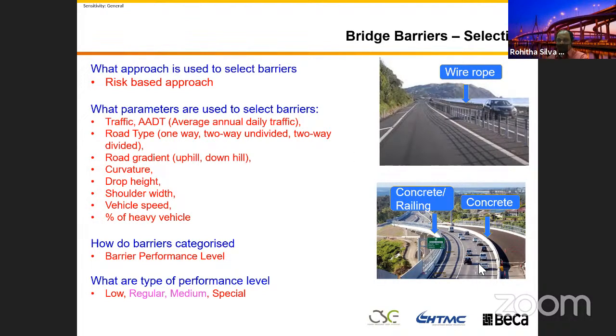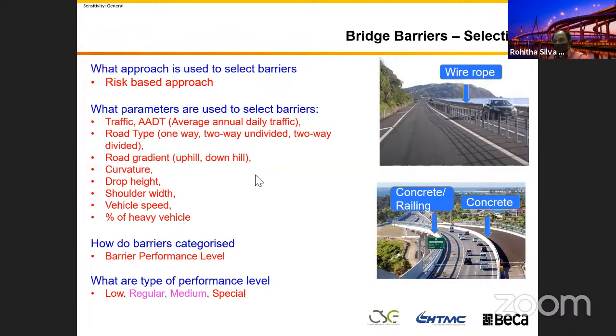The amount of traffic on the bridge is one factor. Another factor is whether you drive in the same direction, or you are driving in opposite directions, or like in this picture on the bottom, whether it is divided or not. It's all about the risk. If you are driving in opposite directions, there is a possibility that when you hit something, you can affect the other person as well, because that's one risk.